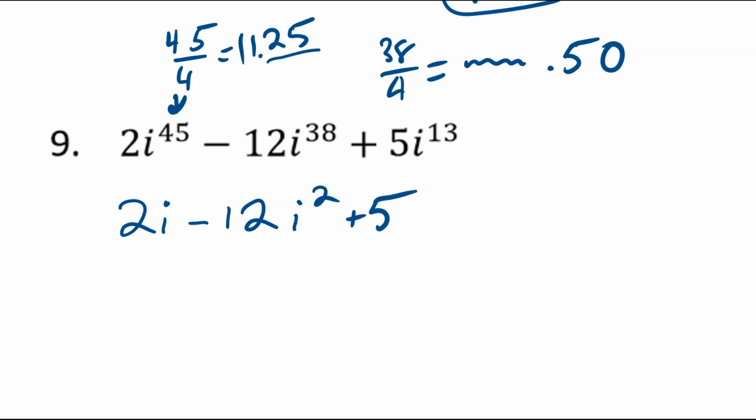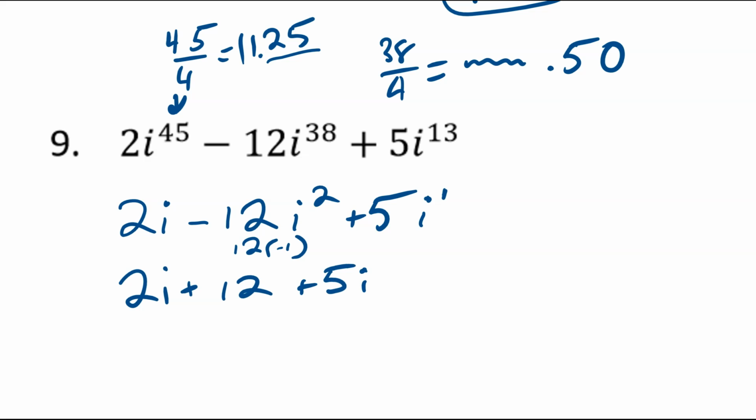Plus 5 times, this one you might even be able to do in your head, because 4 goes into 12 evenly, and 13 would just be 1 more, so that has a remainder of 1. And from here I simplify. 2i minus, well, let's think about this. 12 times negative 1 is going to make that a positive 12, so I'll change that right here, plus 5i. So I can't combine all my terms here, but I am able to combine the 2i and the 5i to make 7i plus 12.